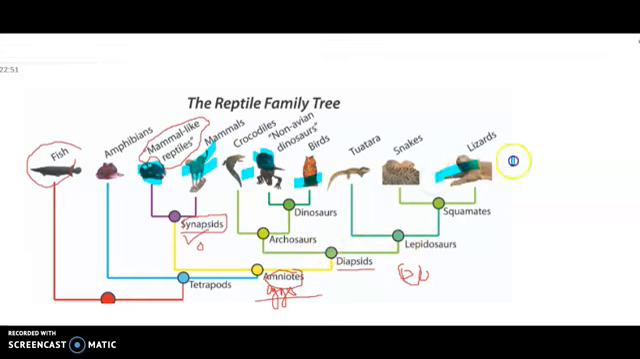Lepidosaurs are our lizards and snakes. So that's how amniotes evolved. That's why the evolution of amniotes during the Carboniferous period is important, because it's our common ancestor of dinosaurs, humans, lions, name it all.